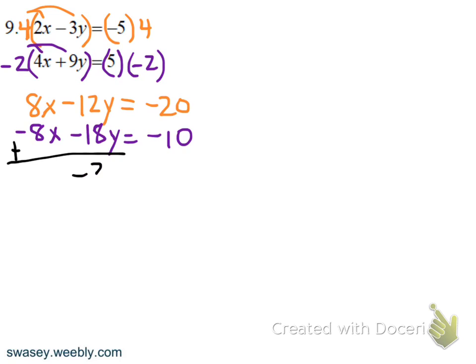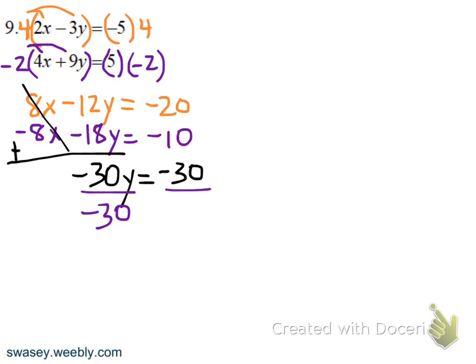Add your equations together, you get negative 30y. Oh, the x's are eliminated. Negative 20 plus negative 10 is negative 30. To get rid of multiplying by negative 30, divide by negative 30. So we have y equal to 1. Now we'll take that y value, plug it back in. You can go to either equation. I guess I'll go with the top one.